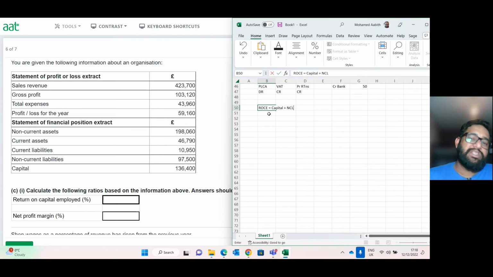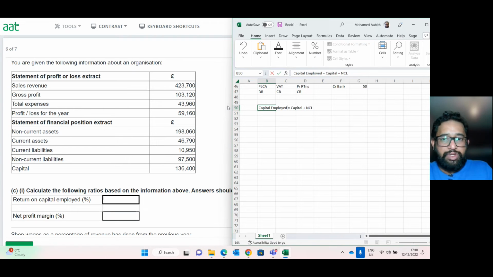They also count as my capital employed, because by having that, you're investing the money and also took a loan, you expect that to return some profit for you. So capital employed is equal to capital plus NCL. So ROCE, return on capital employed, is going to be equal to net profit, or profit for the year, divided by capital employed.